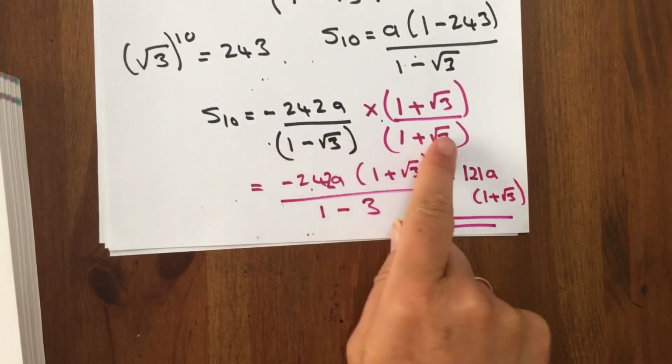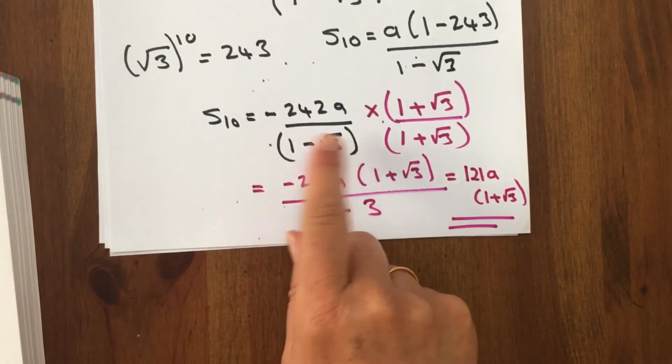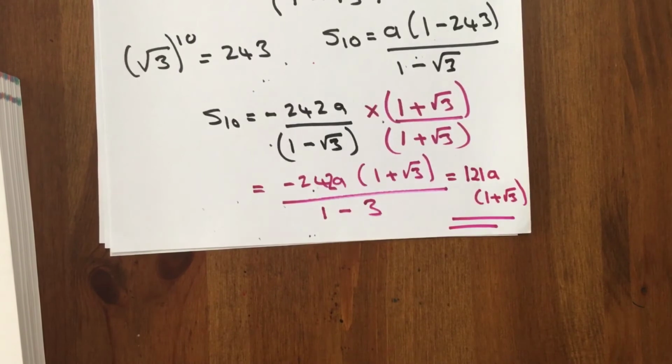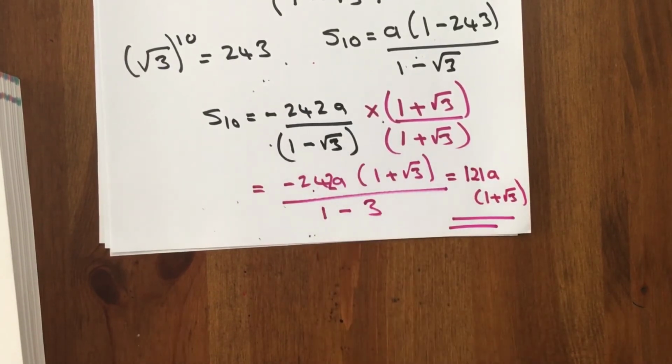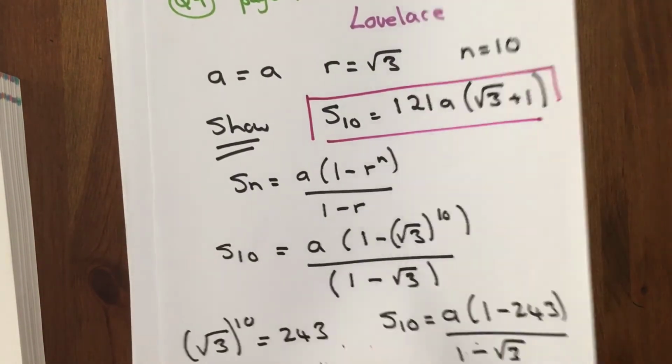And you all know that this would be just 1 squared minus root 3 squared, i.e. 1 minus 3, because the roots will cancel each other out. If you're not sure about that, just multiply that out for yourself and see what happens. Okay, so that was question 9.